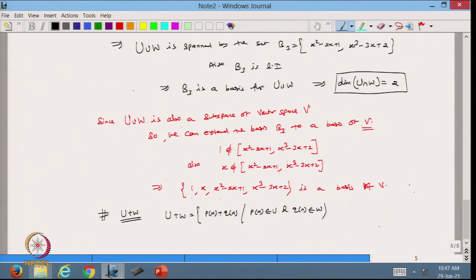So, this is a set of polynomials, because I know that u plus w is also a subspace of the vector space V, and it is made up of the polynomial vectors coming from u plus the vectors coming from w. So, this is the set of polynomials we are going to take, where p(x) is coming from u and q(x) is coming from w.